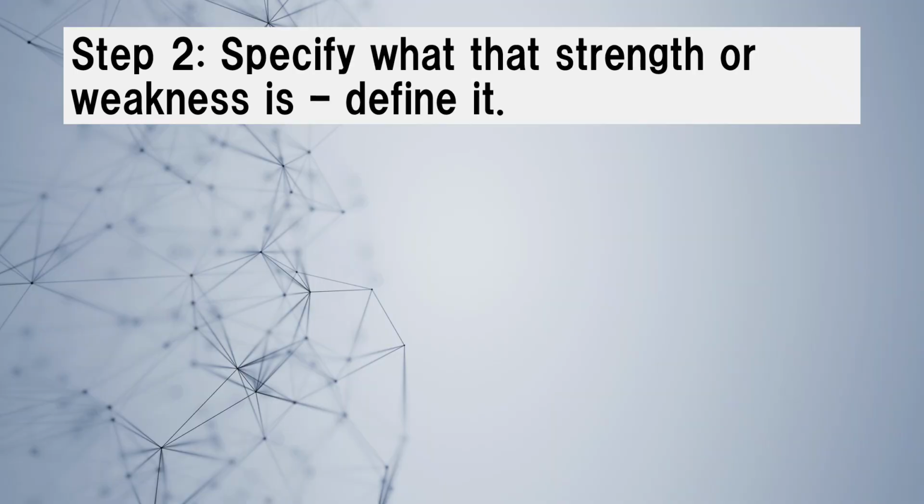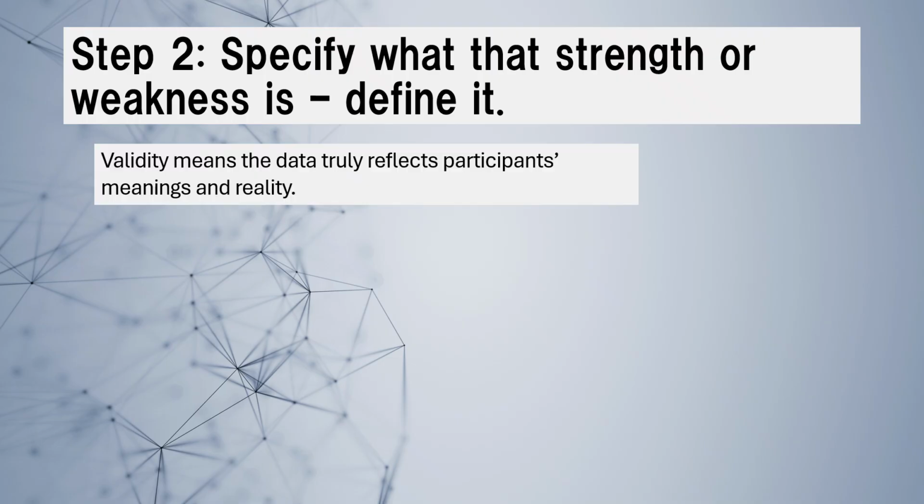Step 2 is where you specify what that strength actually means. So we've picked validity, so we need to tell the examiner what it means. Validity means the data truly reflects participants' meanings and reality. Now this, unfortunately, is where a lot of students stop. So what you need to do is make it much more detailed.